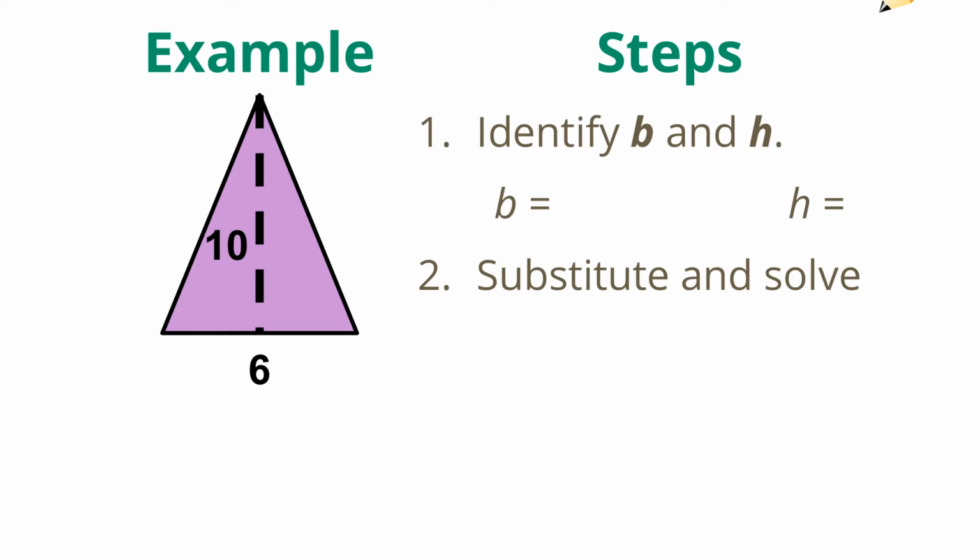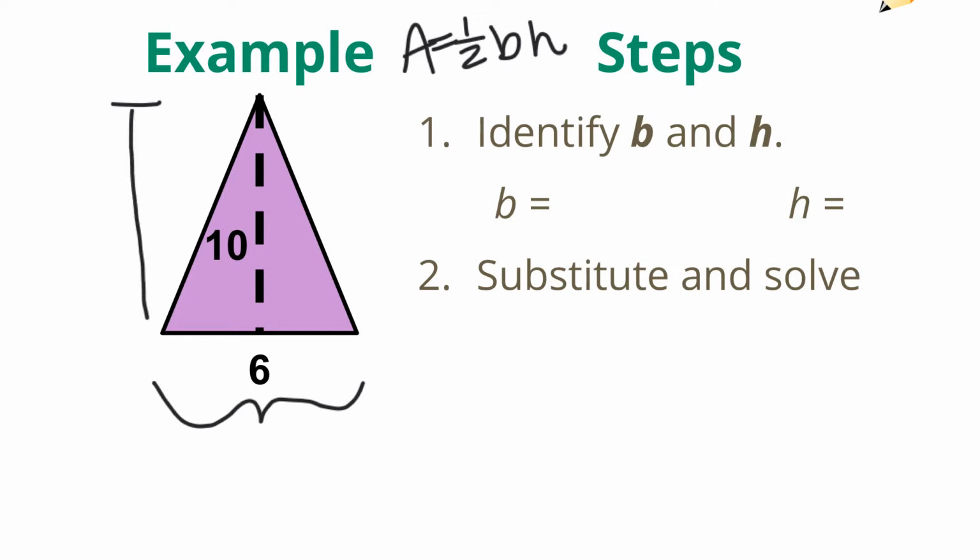So before I get started, I wanted to go over an example of finding the area of triangles. Most of us already know that the area of a triangle is equal to 1/2 of the base times the height. In this case, the base is always going to be the distance right there, and the height is always going to be this distance up here. So in this case, the base is 6, and the height is 10.